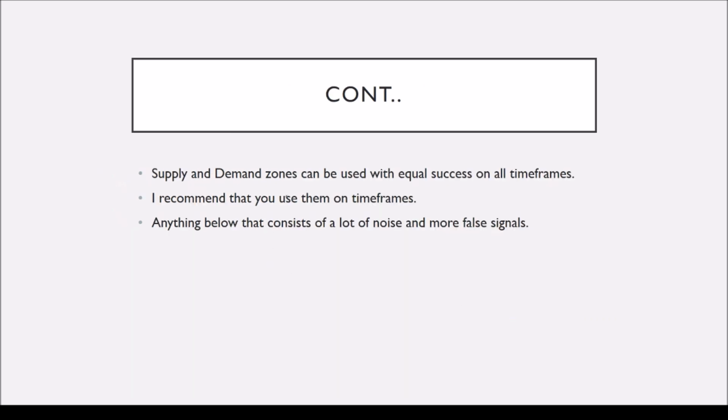Supply and demand zones can be used with equal success on all time frames, but I recommend using them on at least M15 time frames, because anything below that consists of a lot of noise and false signals.